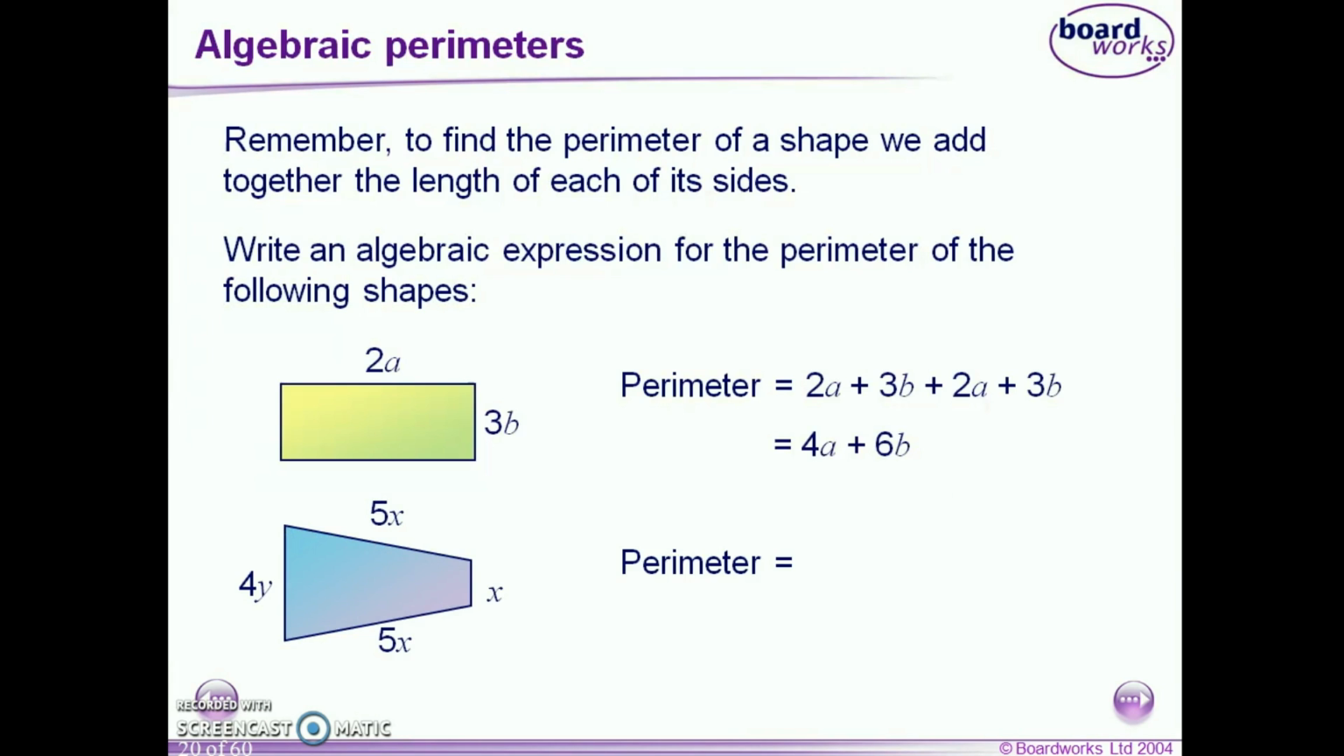Now we go to the second example. Given this shape, the lengths are 5x, x, 5x, and 4y. To get the perimeter of this shape, we need to add all these terms. 4y plus 5x plus x plus 5x is equal to 4y plus 11x.